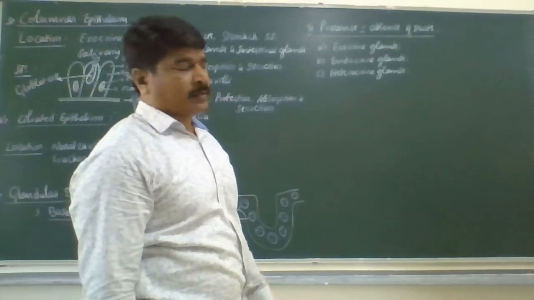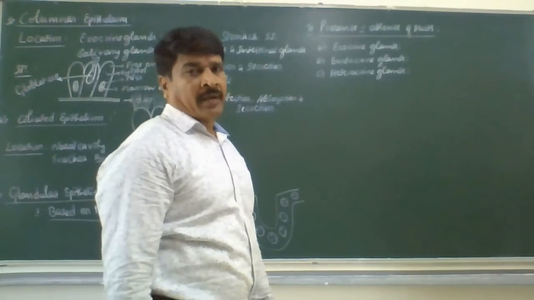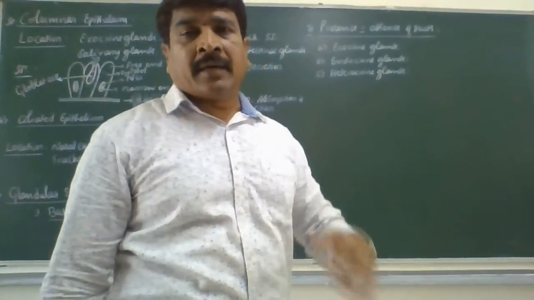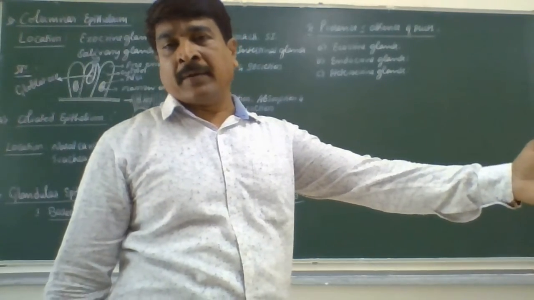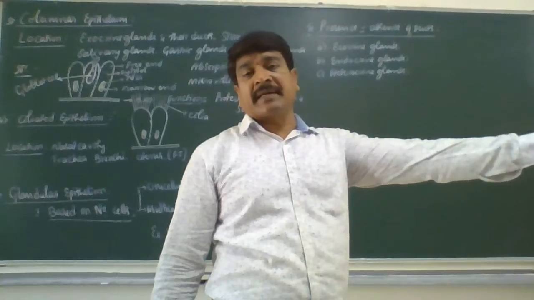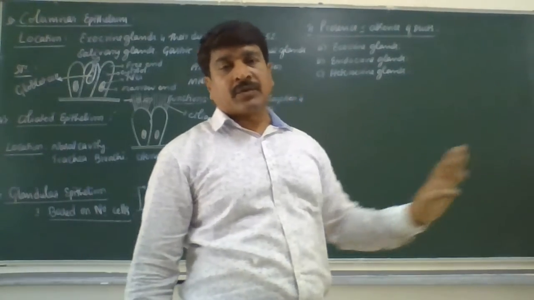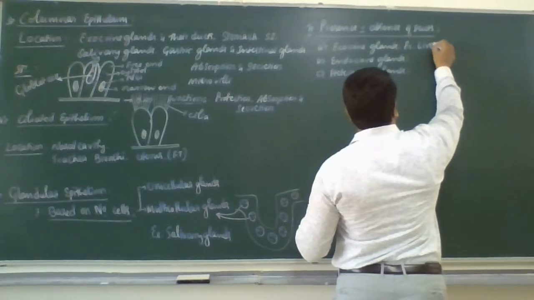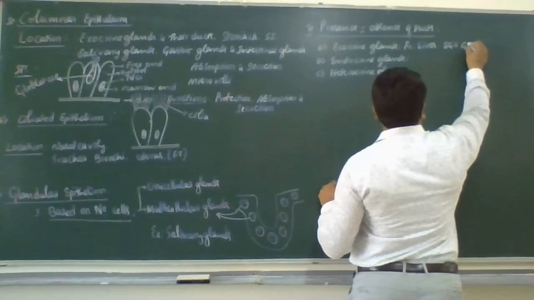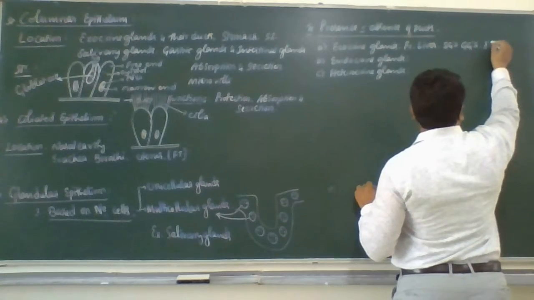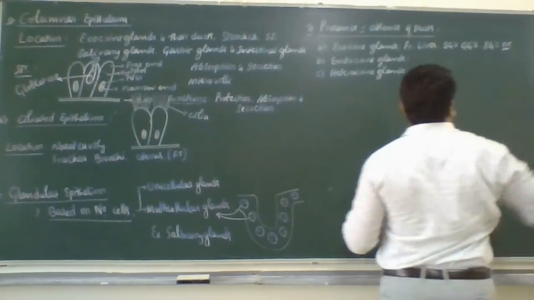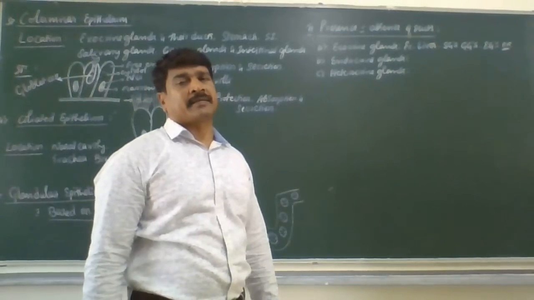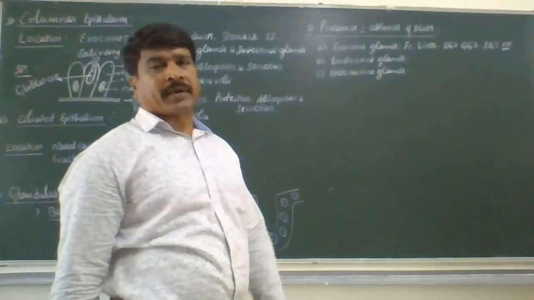A gland with duct is called an exocrine gland. The secretions of the exocrine glands do not directly enter into the blood, but only through the ducts. That you should remember. So these are called exocrine glands. You can take the example here: liver, salivary glands, gastric glands, intestinal glands, etc. All these are the exocrine glands. Clear? Now let us come to the endocrine glands.